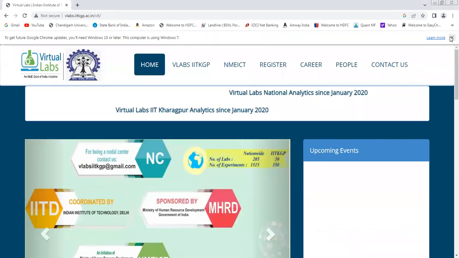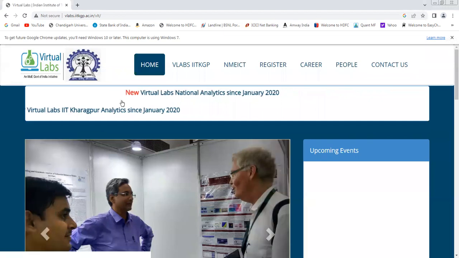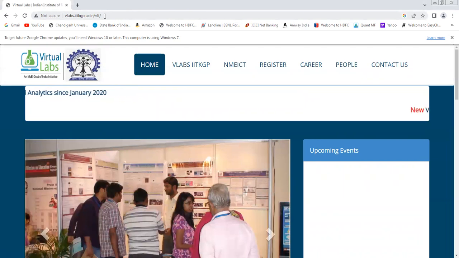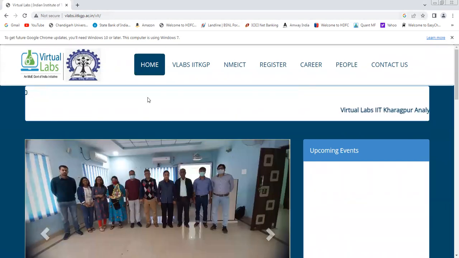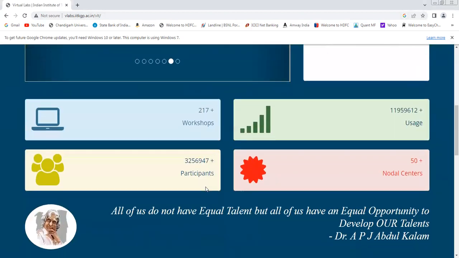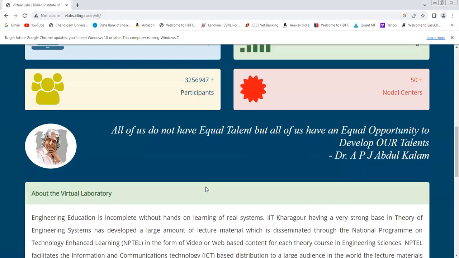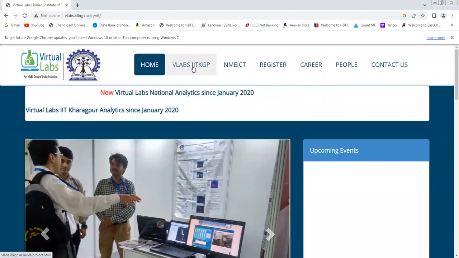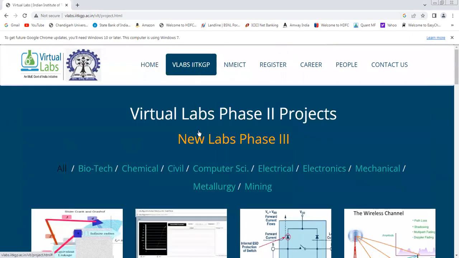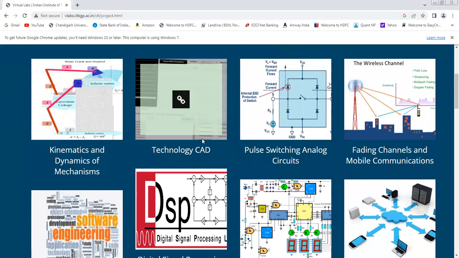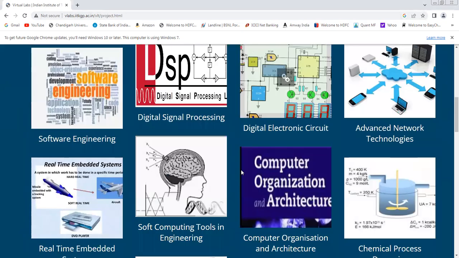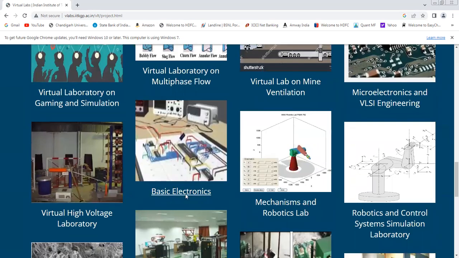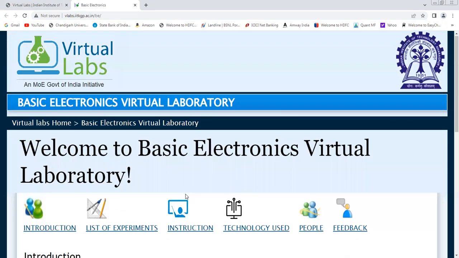What you will do is go to Google and open this website, vlab.iitkgp.ac.in. Once you have opened this lab, you will get this type of interface. Then next, you will go to this tab, VLab IIT Kharagpur, and here you will get different fields of electronics. We will go to the basic electronics lab that you can find here. You will click this and another window will open.